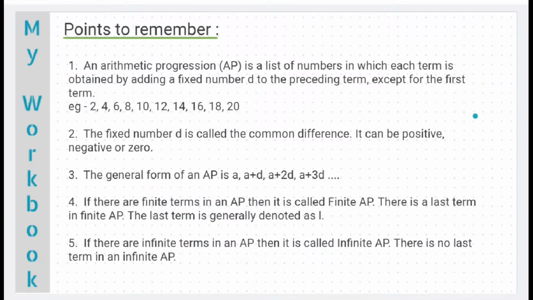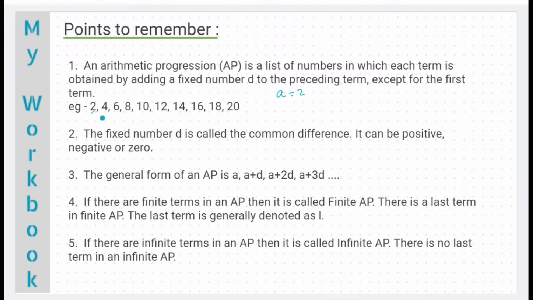An arithmetic progression is a list of numbers in which each term is obtained by adding a fixed number d to the preceding term, except for the first term. Example: 2, 4, 6, 8, and so on till 20. In this list, we see that the first term is 2. Generally, the first term is denoted by the alphabet A, so A is 2.